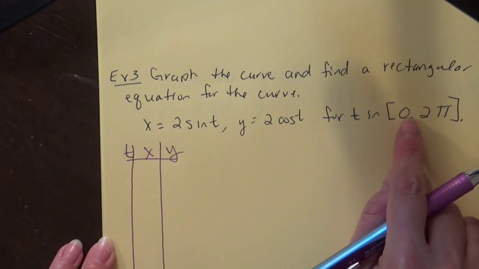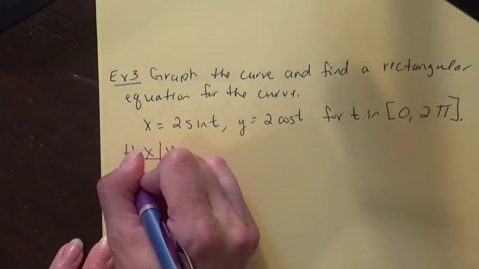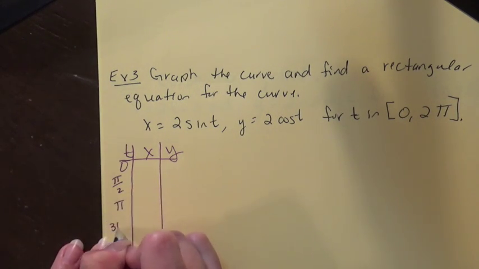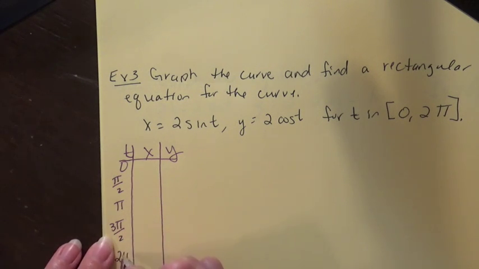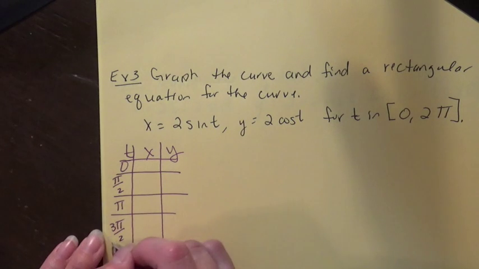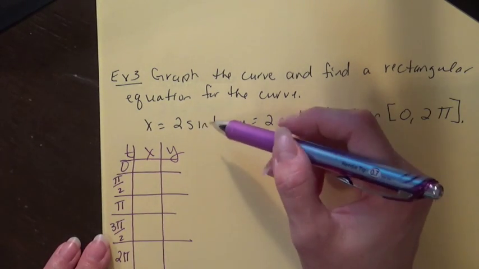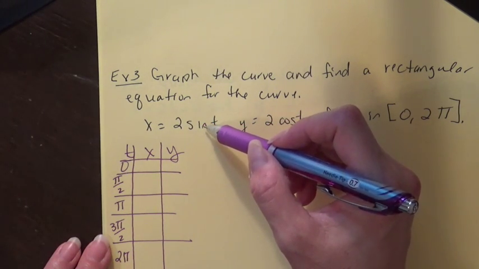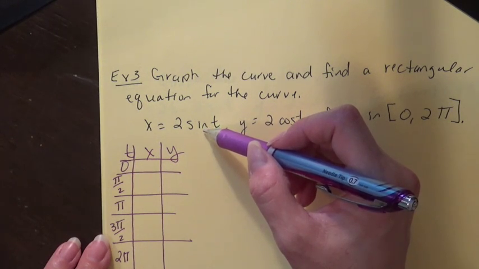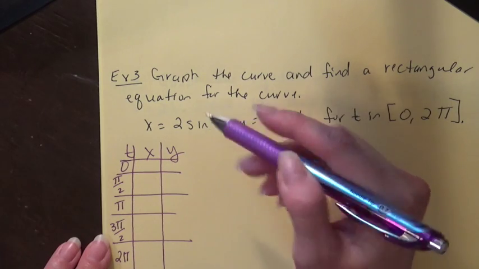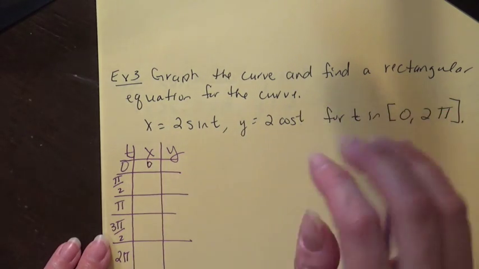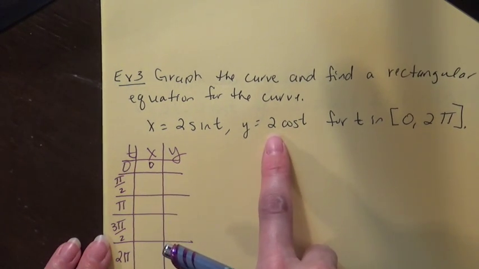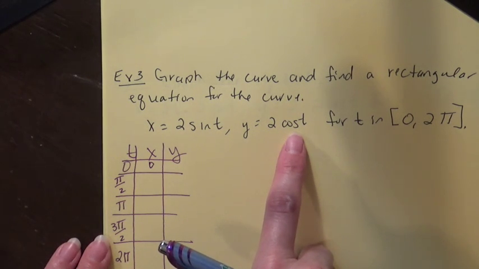We're going to do a t column, an x column, and a y column. Alright, t is going to go from 0 to 2 pi, so we can put in 0, pi over 2, pi, 3 pi over 2, and 2 pi. If I put in 0 for t, my x is going to be 2 times sine of 0. Sine of 0 is 0, so 2 times 0 gives me 0. And if I put 0 in for t into my y function, cosine of 0 is 1, multiply by 2 I get 2.